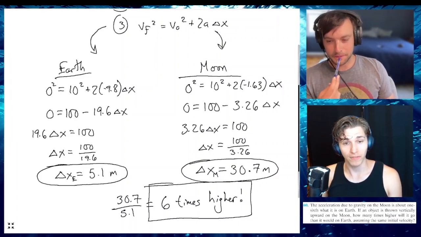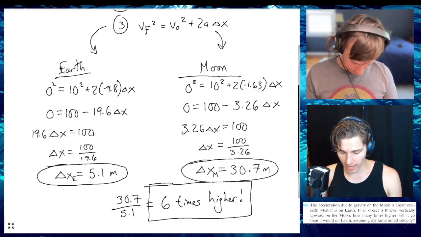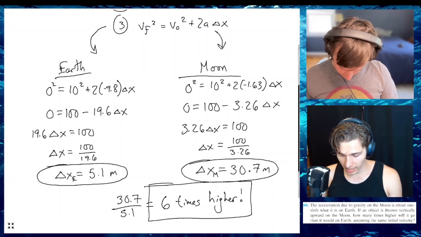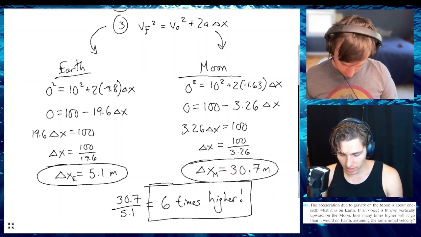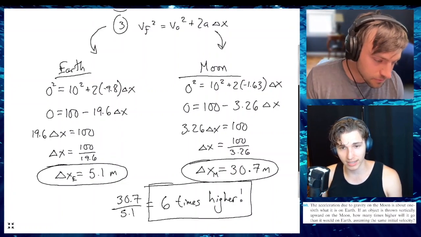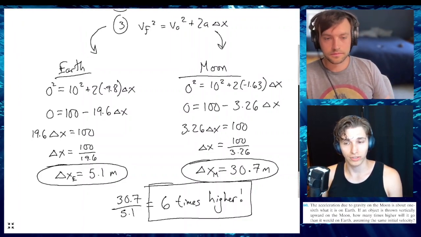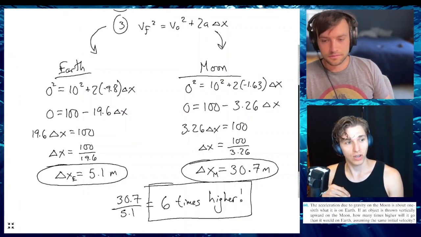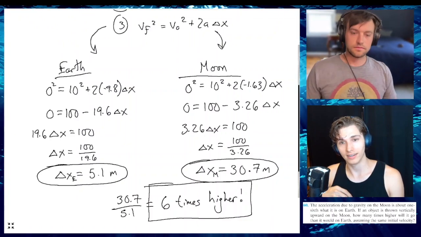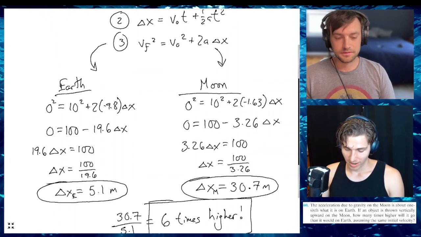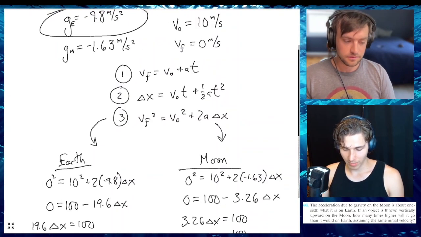Exactly. Perfect. Okay. And this makes perfect sense because the gravity gets divided by 6, and there's nothing getting squared as far as the acceleration or the distance goes. You know, they're just linear. So it makes sense that it would go 6 times higher. Brilliant. Yeah, this was good. Very clean problem right there.